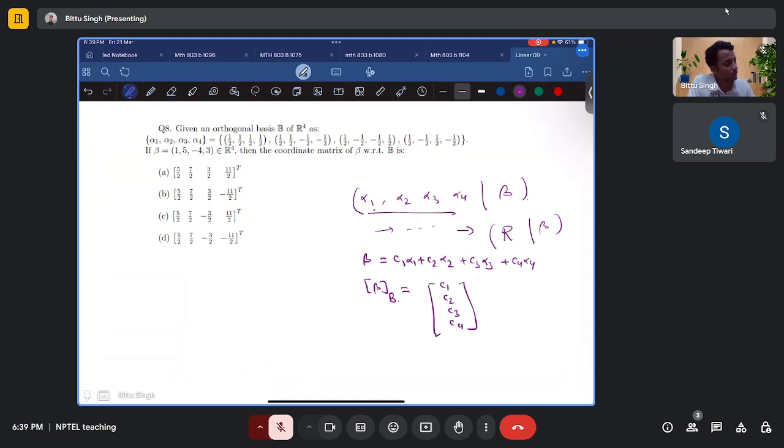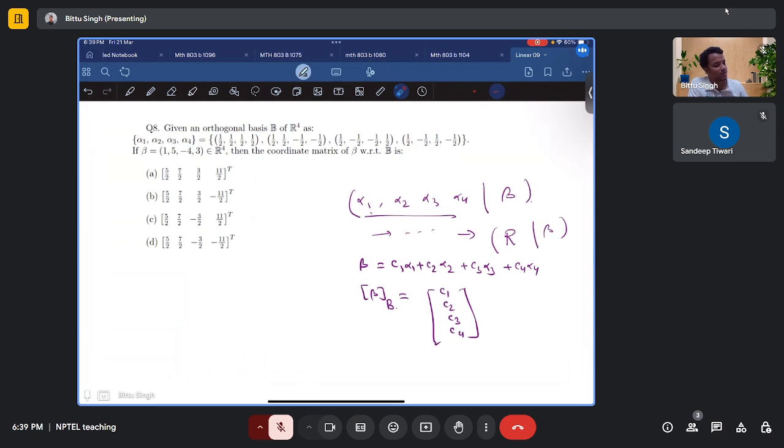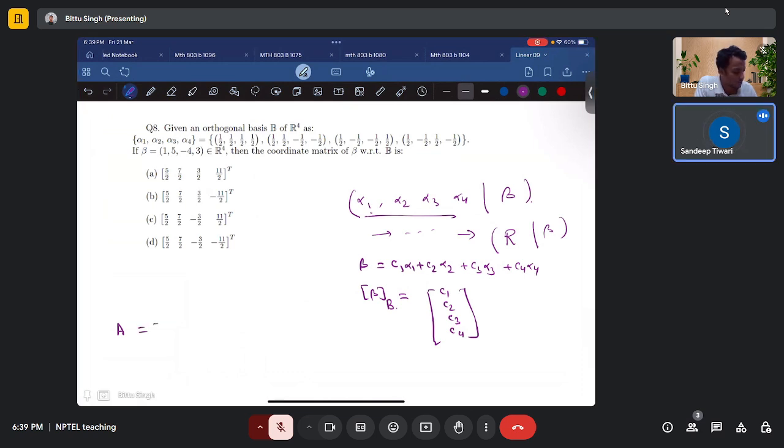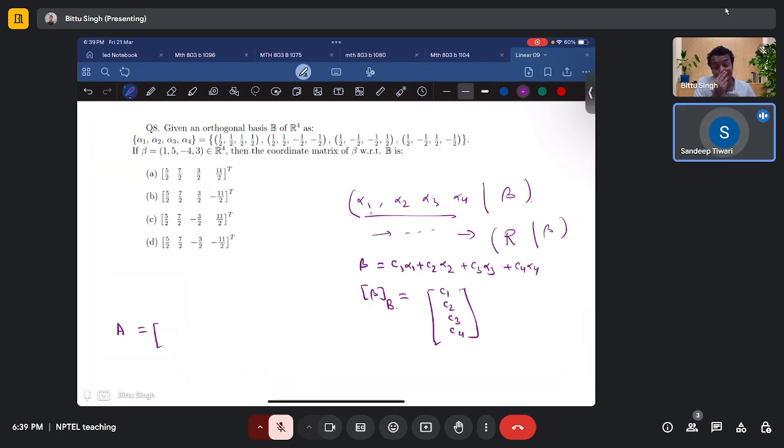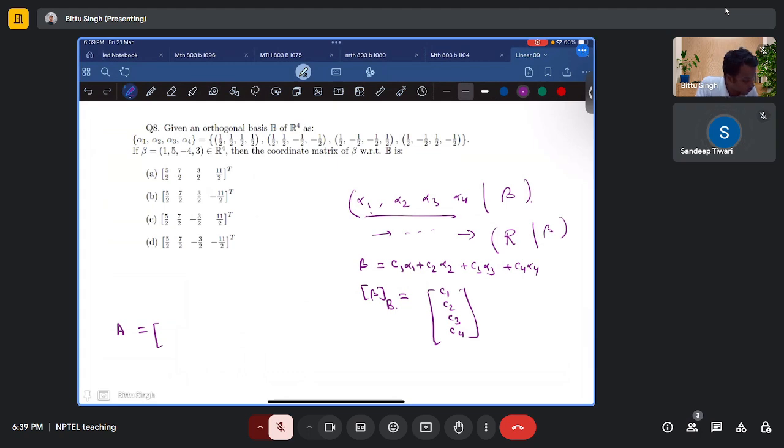But here we just need to observe something. If we put those, the coordinates will be given by the inner product of alpha 1 with beta for the first coordinate, and so on. So let me explain why this is true.